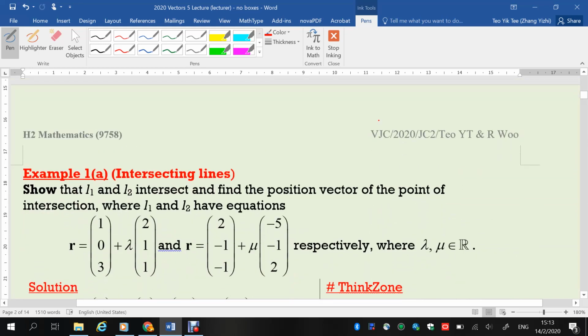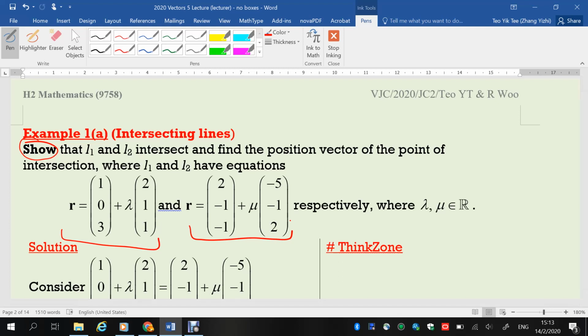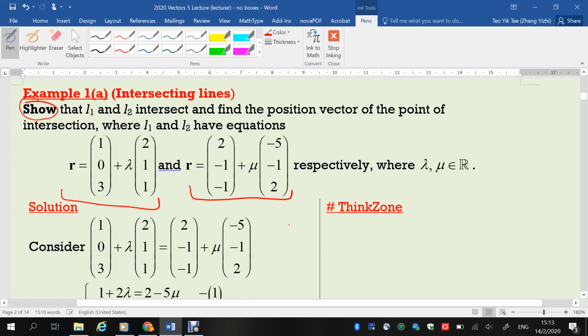Look at this question now. Example 1a: show that L1 and L2 intersect. I have these two lines given in the question, and your job is to show. So I cannot say that they intersect; it's important that I write down the word "consider." Consider this is equal to this, which is what's happening here.